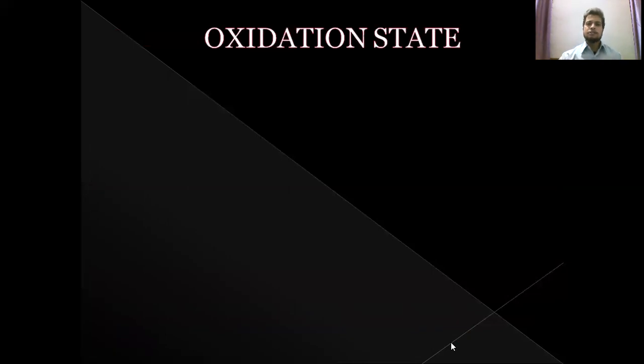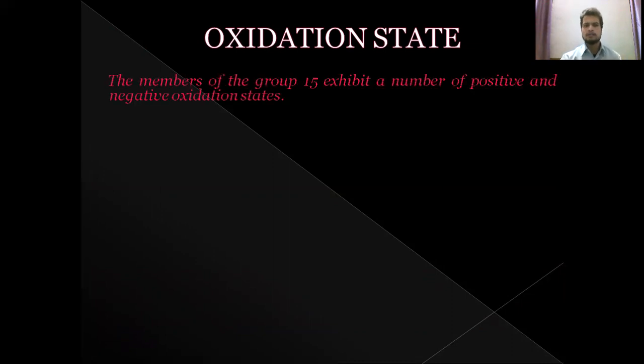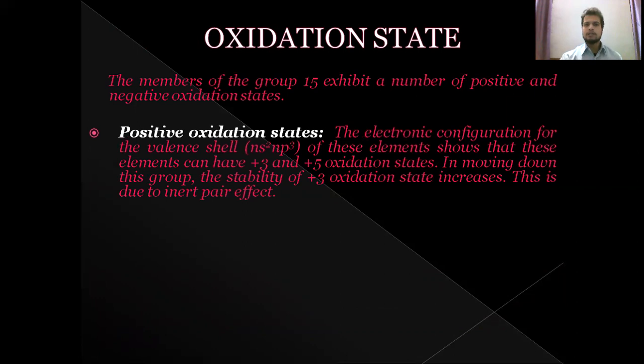Coming to the next, which is oxidation state. Now this group shows two types of oxidation state, which we call positive and negative oxidation state. The positive oxidation state which this group shows is +3 and +5, which is very clear from its configuration. Its configuration is ns2np3. So if it loses all the electrons from s as well as p, the total of 5 valence electrons, which is the maximum oxidation state it can show, that will be +5.